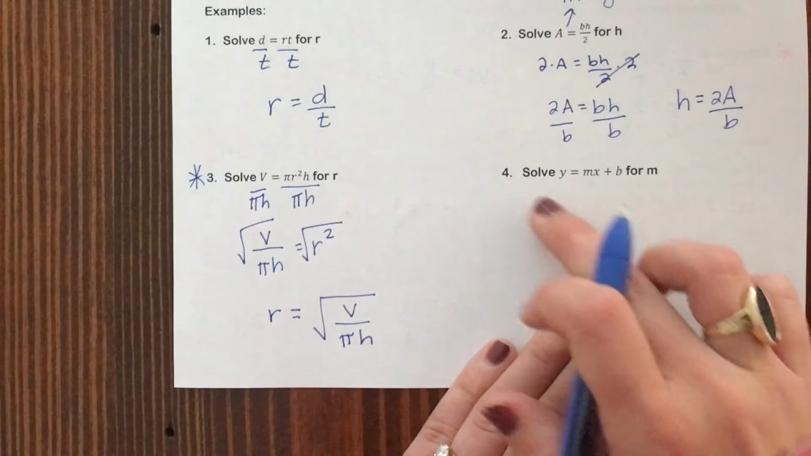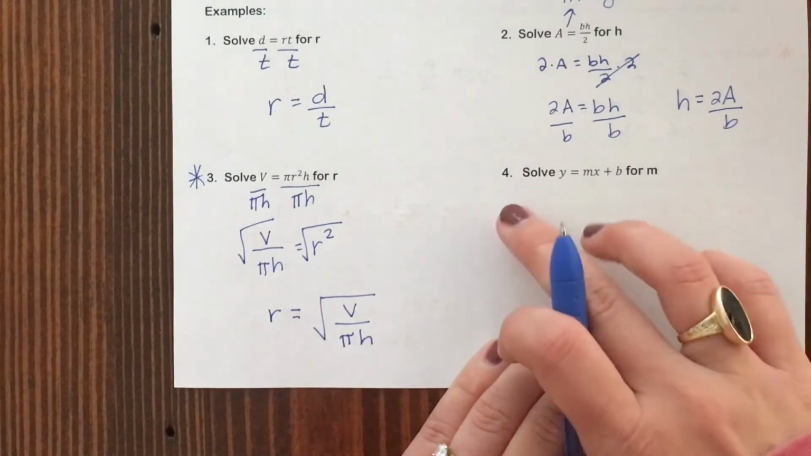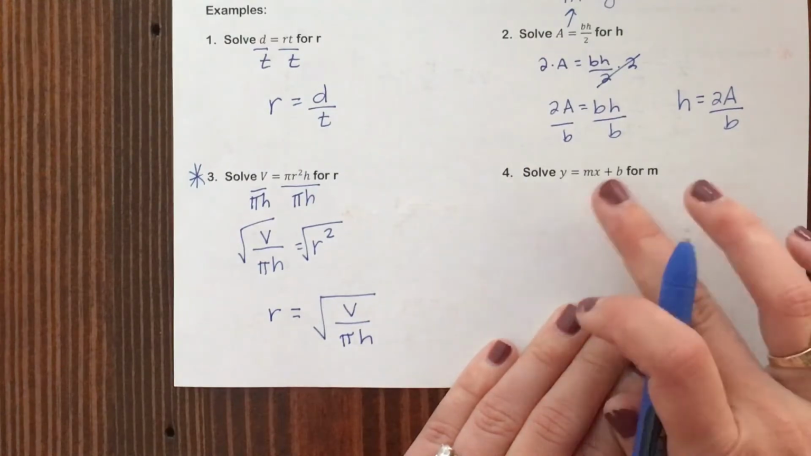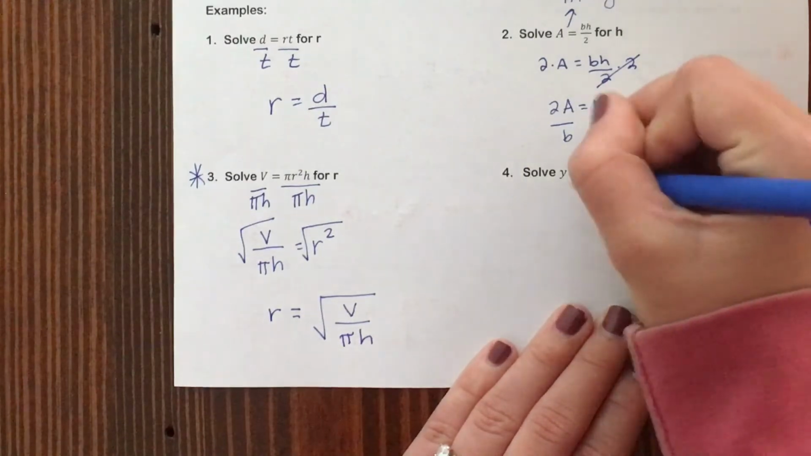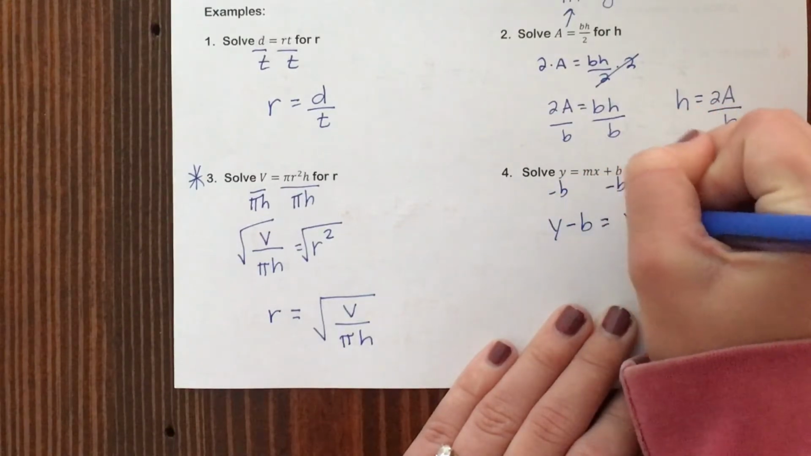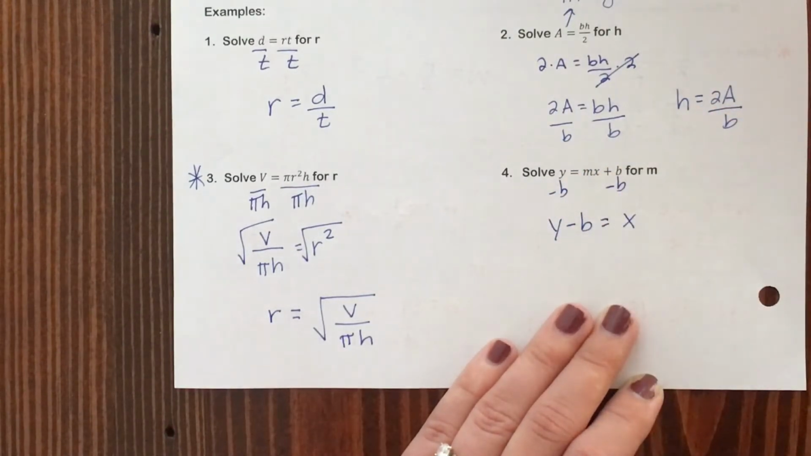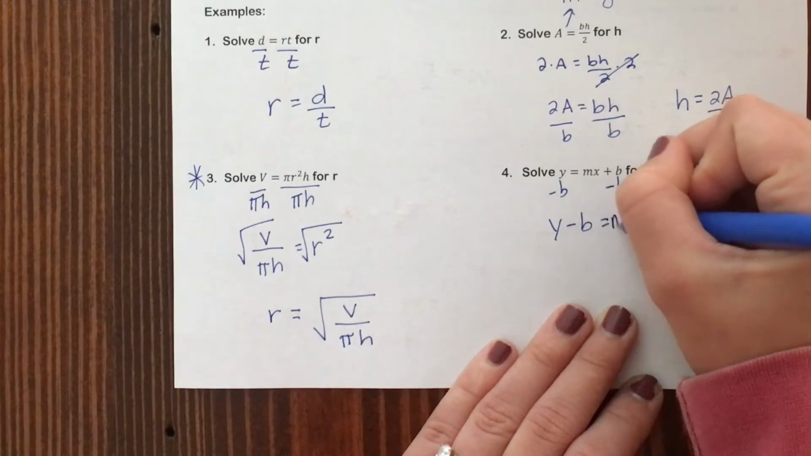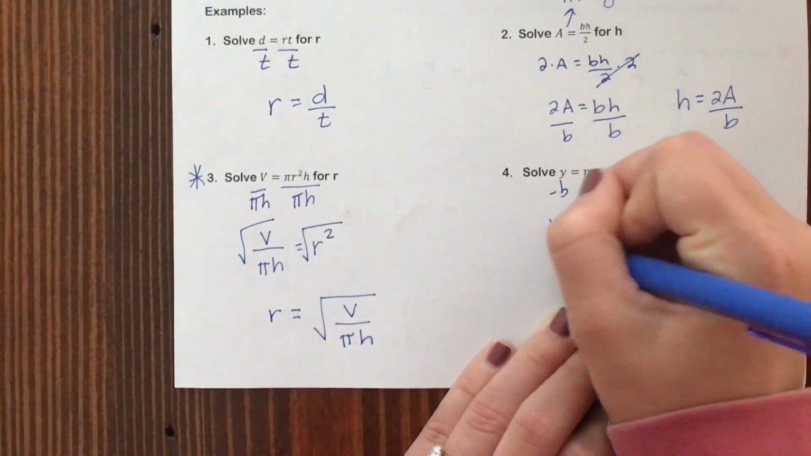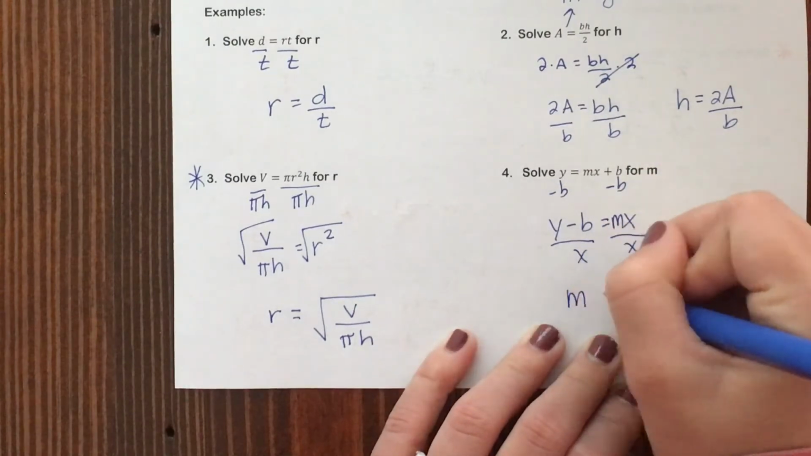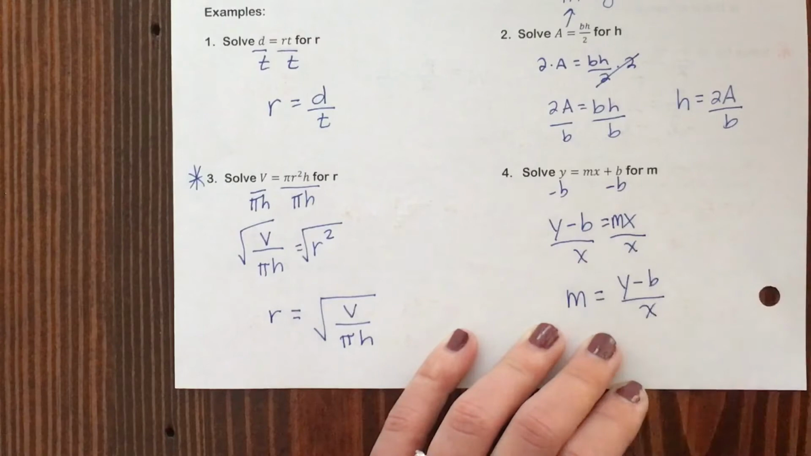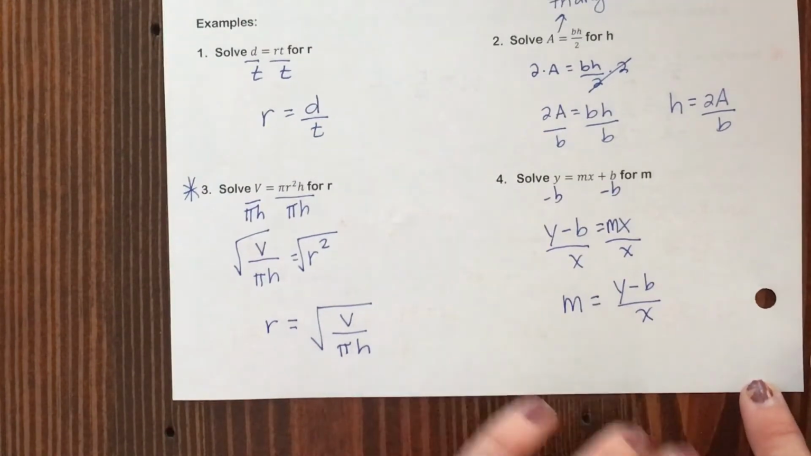All right, last one, solve y equals mx plus b for m. This should look familiar. I'm going to first subtract b from both sides. I'm trying to get to m, so I get y minus b equals mx. And then at the very end, I need to just divide both sides by x. So m equals y minus b over x. M stands for slope, which we'll talk about in a little bit.